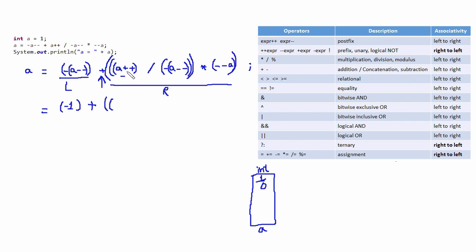It's a postfix operator, which means use the current value in the expression. Use 0 and now increment the value of a by 1 in the memory. So we'll increment it. a will become 1, divided by the outer bracket. We'll solve the inner bracket first.